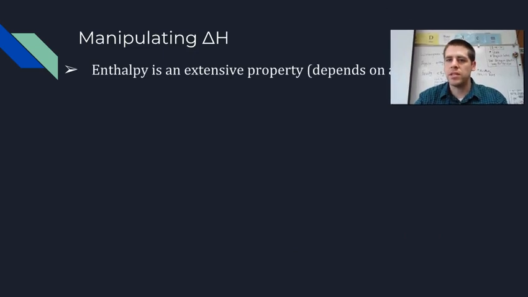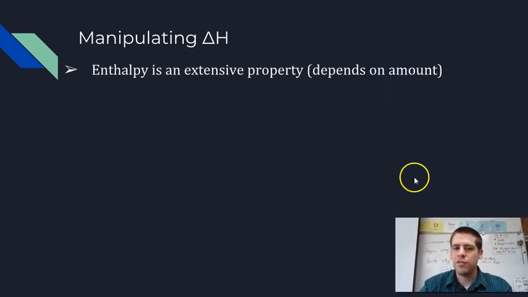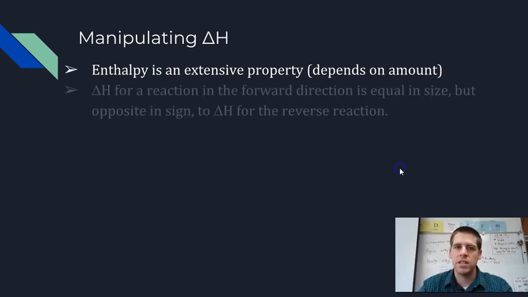Now we can manipulate this delta H. It's an extensive property, which means it depends on the amount. So the more gas you burn, the more heat you release, right? The more sugar you oxidize, the more energy you release. So that's kind of common sense. It depends on how much you have.